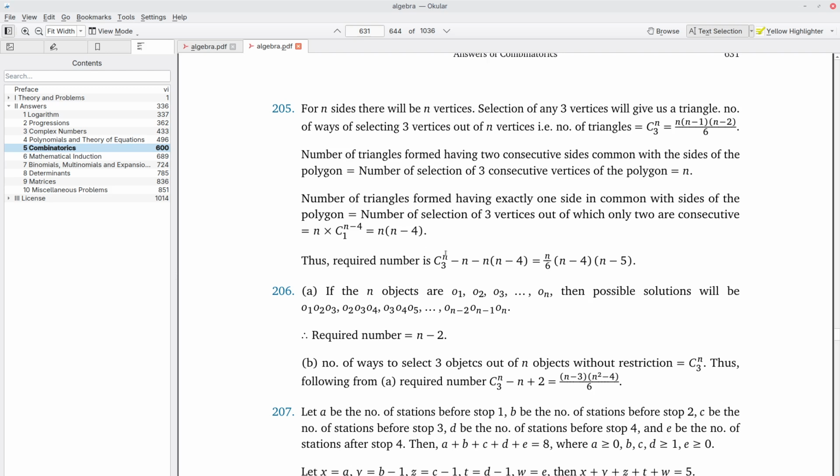So the required number would be nC3 minus n multiplied by (n minus 4), which is equal to the required number, that is n over 6 multiplied by (n minus 4) multiplied by (n minus 5).